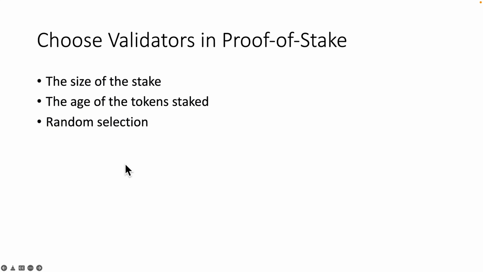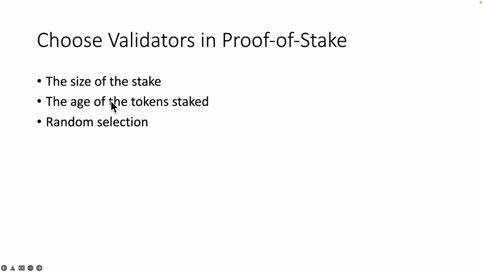So let's check this impact. These three things will impact the choice of validator. The first one is the size of stake. If you are a proof of stake node, in this process of generating a new block, the more tokens you staked, the higher the chance of you being chosen to validate. So you can get the reward of that new block, all the transaction fees.